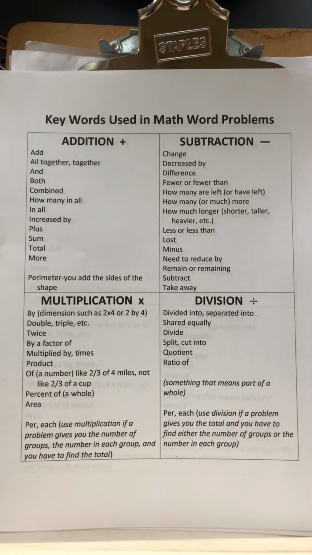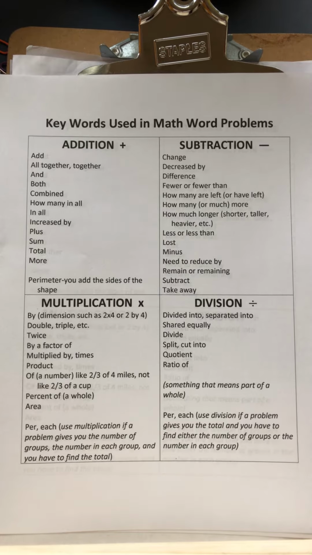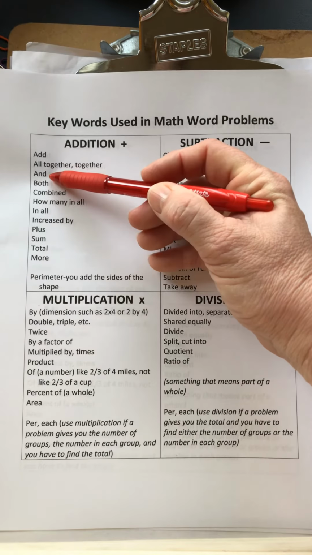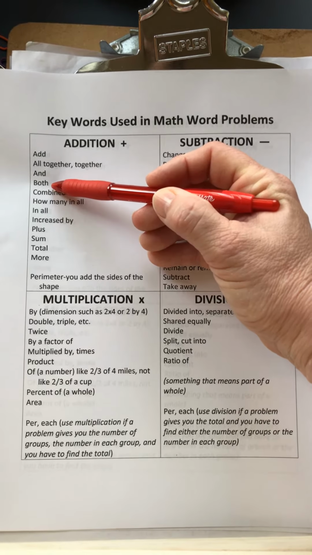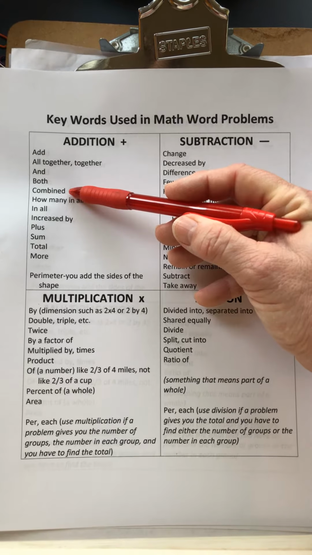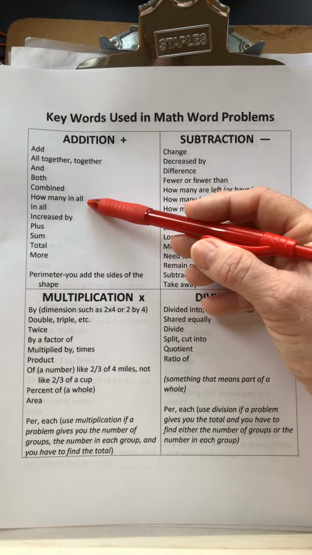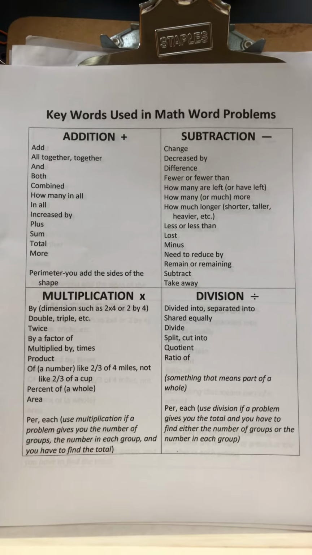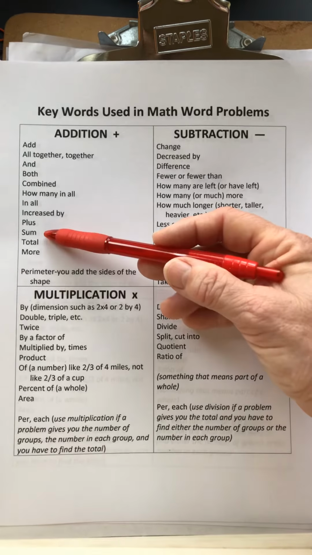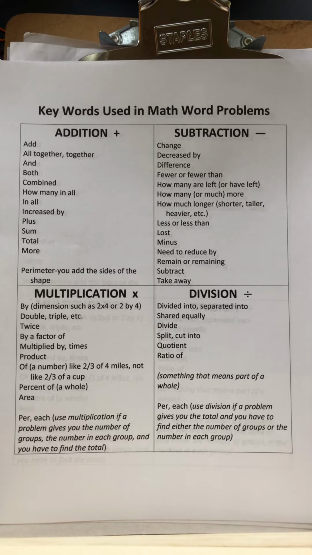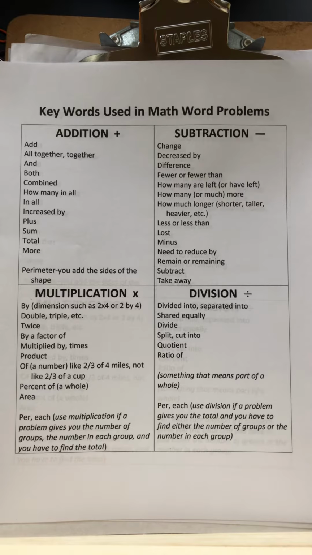Okay, first thing, for addition, if you see add or all together or together, those all mean addition. And if you say you want to put this and this together, or both of these together, those are going to signal addition. If you say something needs to be combined, if you want to say how many in all or just in all, you could say something has to be increased by or plus. Sum is the word that means the answer to an addition problem, so that also means addition. Total and more, those are both going to signal addition.